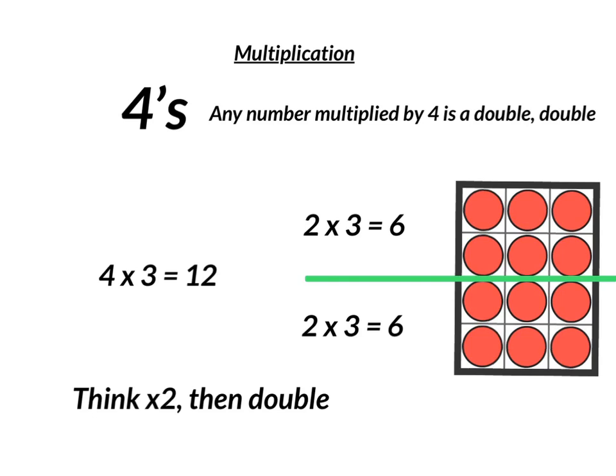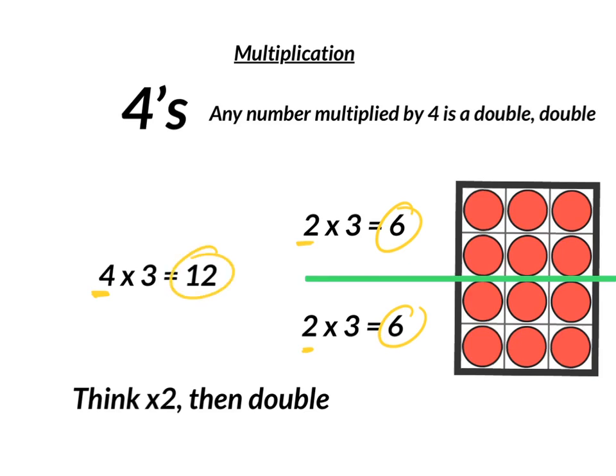When we are multiplying numbers by 4, we can see that 4 times 3 is the same as saying 2 times 3 plus 2 times 3, because we know that 2 groups plus 2 groups is the same as 4 groups. So 4 groups of 3 is equal to 12, but we also know that 2 times 3 is 6, and another 2 groups of 3 is 6.